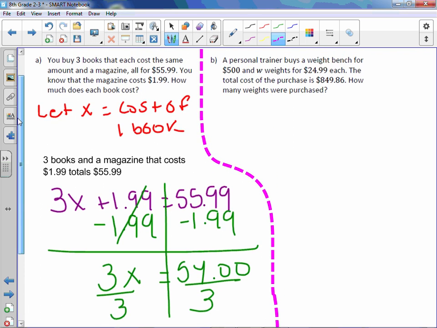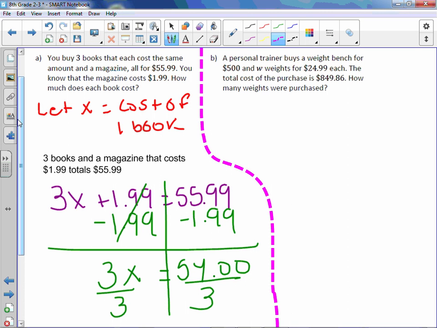Letter B. A personal trainer buys a weight bench for $500 and W weights for $24.99 each. The total cost of the purchase is $849.86. How many weights were purchased? This time they give us a variable. They tell us to use W, so we don't have to write a let statement. When it tells you a variable, you can skip this step.